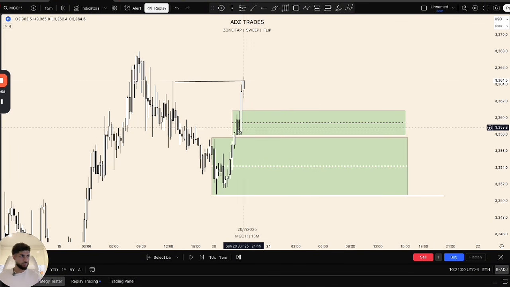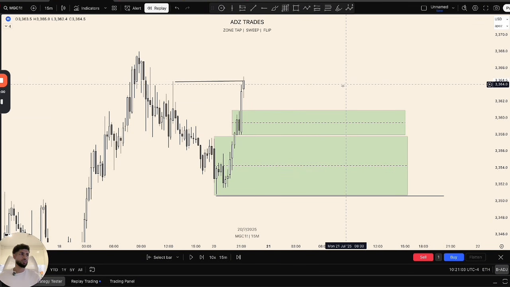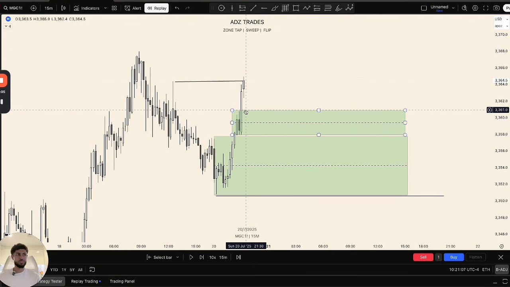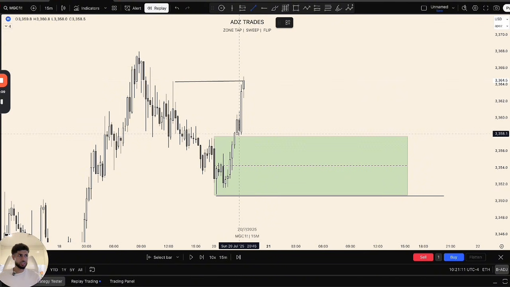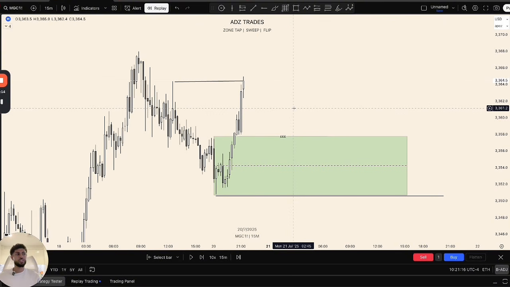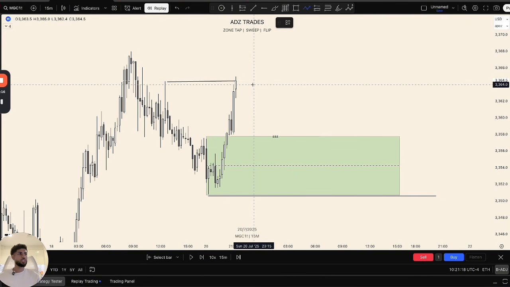Which one would I frame this trade off? I would not frame it off this one here. There's no liquidity. There's no first tap. What about this one? Well, this first demand zone is providing liquidity for this single candle valid low. So this is where people are going to try to get bought in, stopped. The real move then occurs.